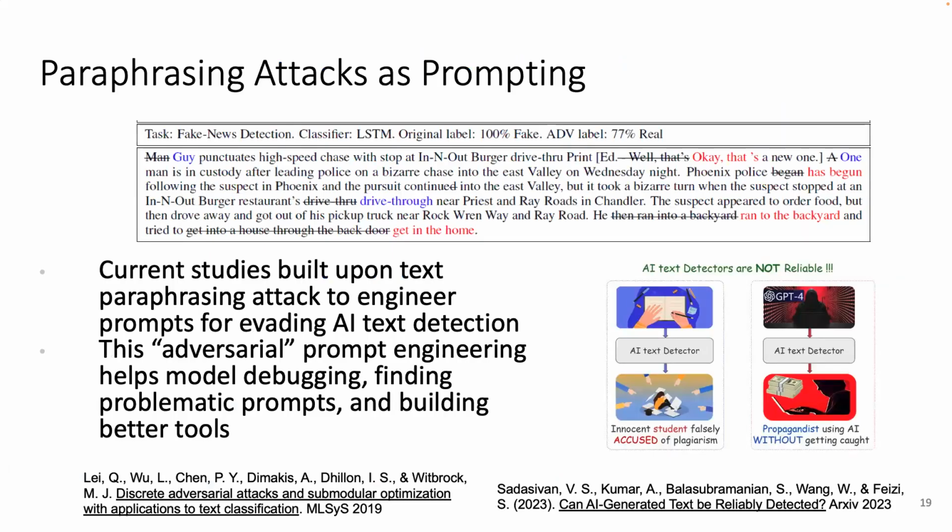Okay, so another interesting thing that we want to highlight today is that with these large language models, we are actually doing things in a very different way. In the past, back in the LSTM era, we were developing tools called paraphrasing, basically trying to change some words or paraphrase some sentences while preserving the semantic meaning, to see if we can make the model give a different prediction. In this case, for fake news detection, if we simply change some words and paraphrase the sentence to make it smoother, the prediction can actually go from 100% fake to 77% real.